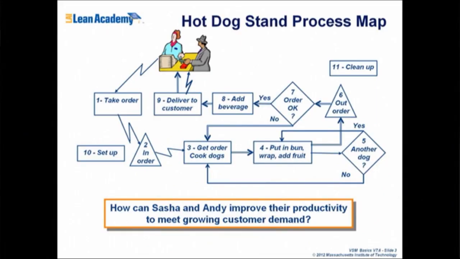You recognize this? Back to the hot dog stand. It may not look exactly like the ones you made. So start with taking the order, placing it in the in tray, get the order, cook the dogs, put them in the bun and wrap them. And then it's a question of, do they need another hot dog or not? If they don't, they go up to the order out. If they do, then you go over, check if the order is okay, add the beverage, deliver it to the customer, and the customer leaves with their hot dogs.